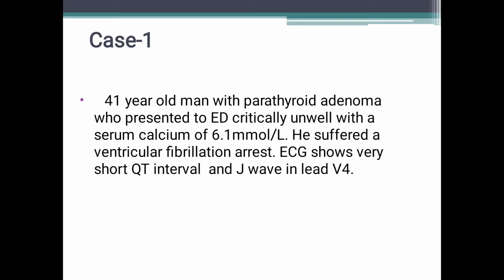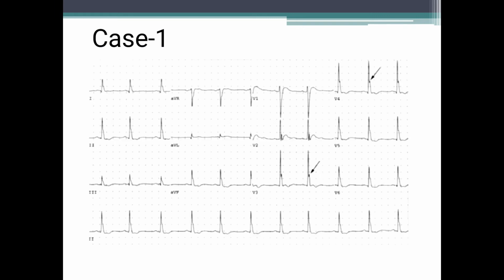So you should know what the normal calcium level is. 2.5 millimoles per liter is the normal. And ventricular fibrillation. So what is the finding in ECG? Short QT interval and J wave in lead 4. Since normal is 2.5 millimoles per liter, the serum calcium level is increased in this case. So this is a case of hypercalcemia.